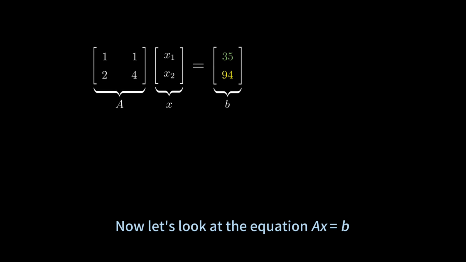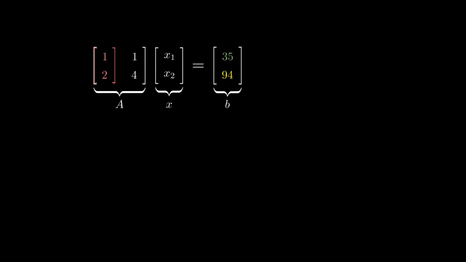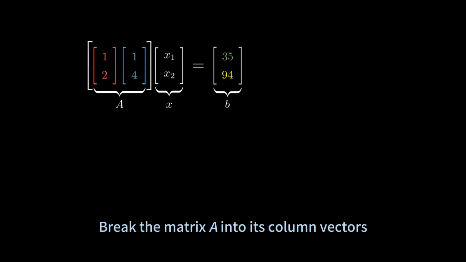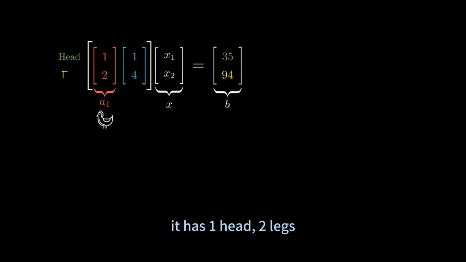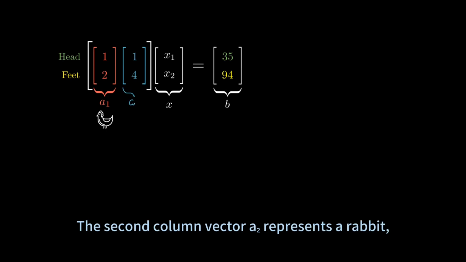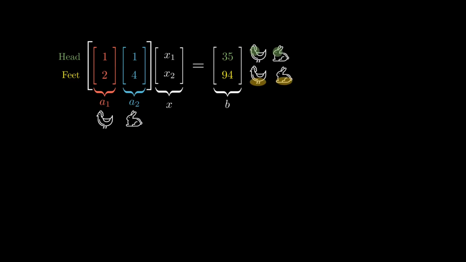Now let's look at the equation matrix A times vector x equals vector B from the perspective of linear combinations. Break the matrix A into column vectors. The first column vector A1 represents a chicken. It has 1 head, 2 legs. The second column vector A2 represents a rabbit. It has 1 head, but 4 legs.